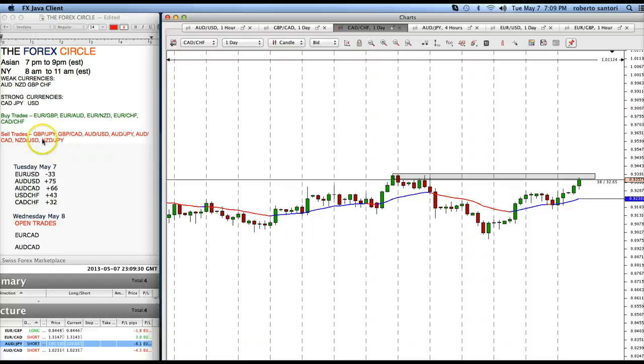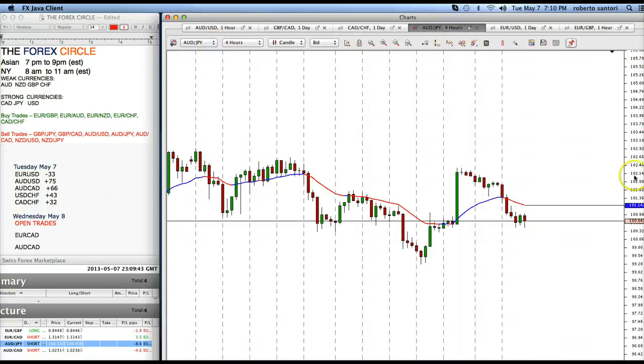Okay, what's the other one? Pound, and now the yen crosses. The yen crosses: Aussie yen, pound yen, New Zealand yen. Let's look at the Aussie yen first.